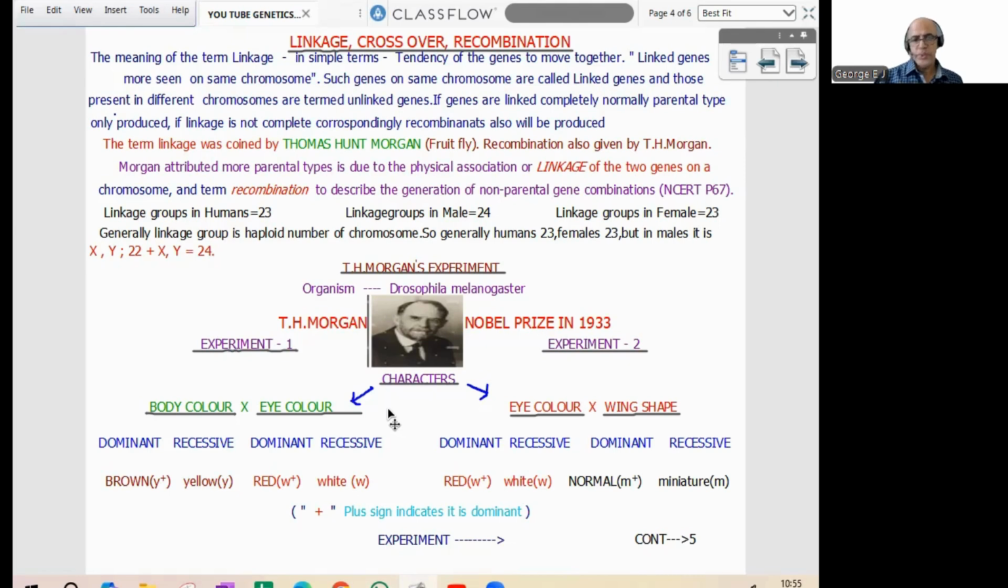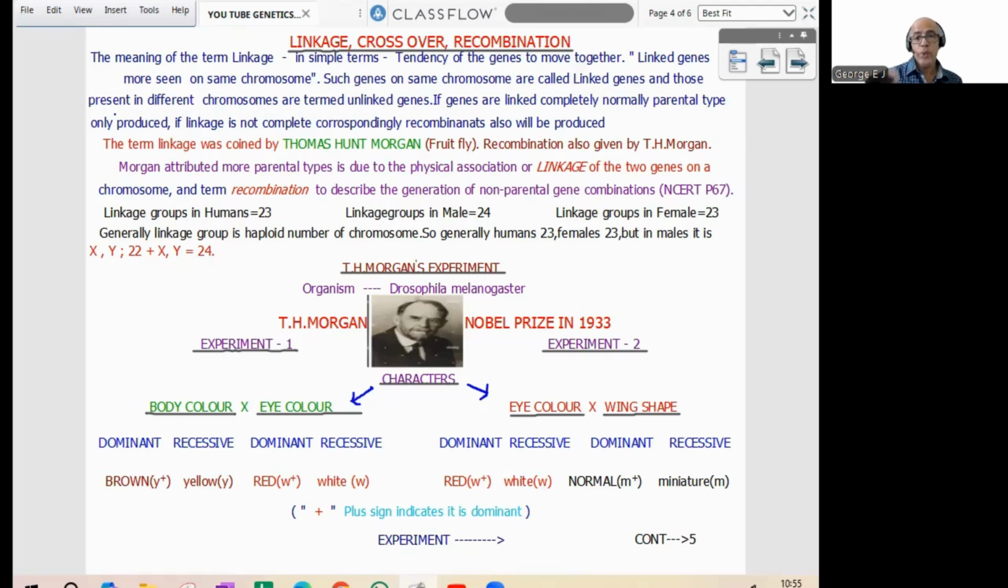Now, two sets of experiment we have to study in this context. First experiment and second experiment almost ditto, only character is changed. When it gets changed, how the percentage, etc. will be changing, that I will show you with the NCERT diagram. So don't get perplexed again by looking into the diagram, that is so simple. Next page I will show you. So first experiment, body color and eye color.